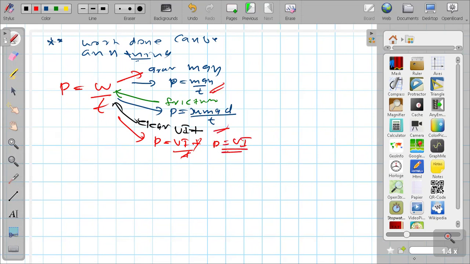Can you understand it? Yes, sir. Okay. Or even a spring. How? Spring. Half kx to the power 2. When you convert it to an equation, P equals to half kx to the power 2 over t.